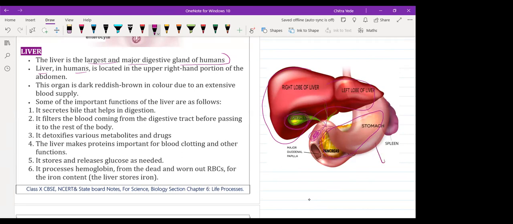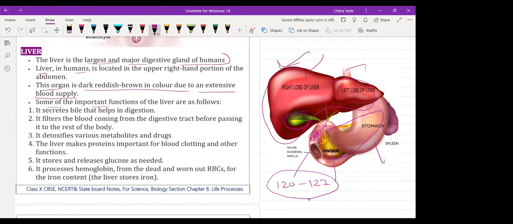So this is the stomach. Here we have the liver, here the esophagus, here the pancreas, and this is the duodenal part of the small intestine. This organ is dark reddish brown in color, as you can see in the diagram, due to an excessive blood supply. RBCs live up to 120 to 127 days. This is the life of the red blood corpuscles. After that they die, so the detoxification of the blood is done by the liver only.